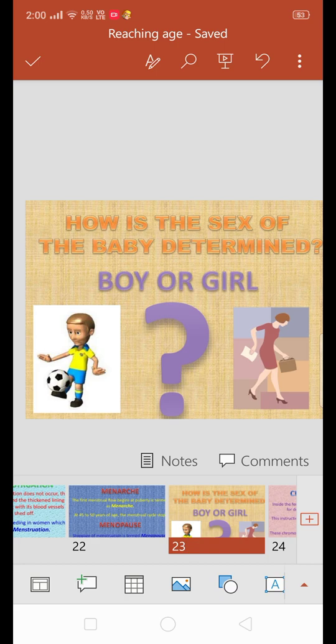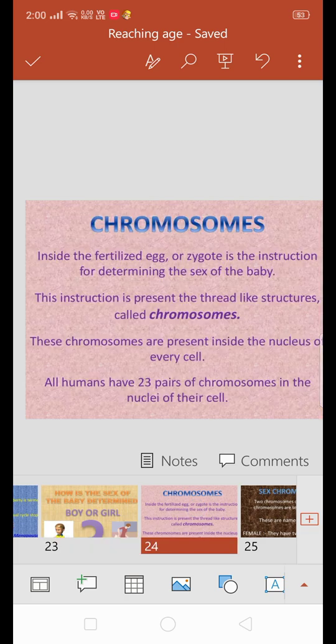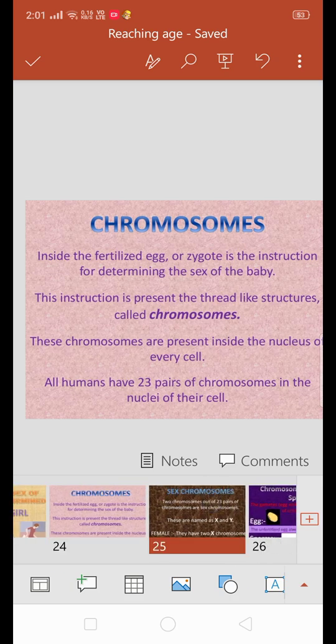Now, how is the sex of the baby determined? As we have discussed in our Zoom class also, in human beings there are 23 pairs of chromosomes, out of which 22 pairs are autosomes and one pair is sex chromosomes. Inside the fertilized egg or the zygote is the instruction for determining the sex of the baby. This instruction is present in the thread-like structures called chromosomes. These chromosomes are present inside the nucleus of every cell. All human beings have 23 pairs of chromosomes in the nuclei of their cells.